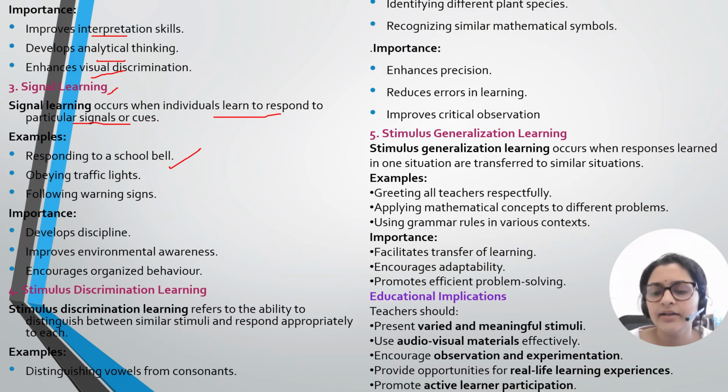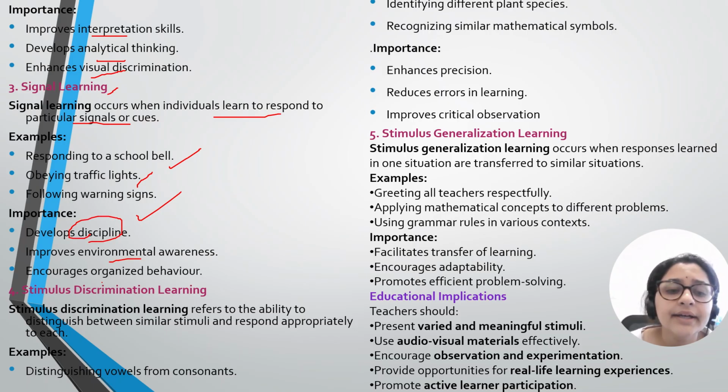School bell is a signal. You know that the class is over and the next class is going to start. Obeying traffic lights. Red means stop. That is signal learning. Then following warning signs. So this particular signal learning will develop discipline. It improves environmental awareness and it encourages organized behavior. This also comes under discipline.